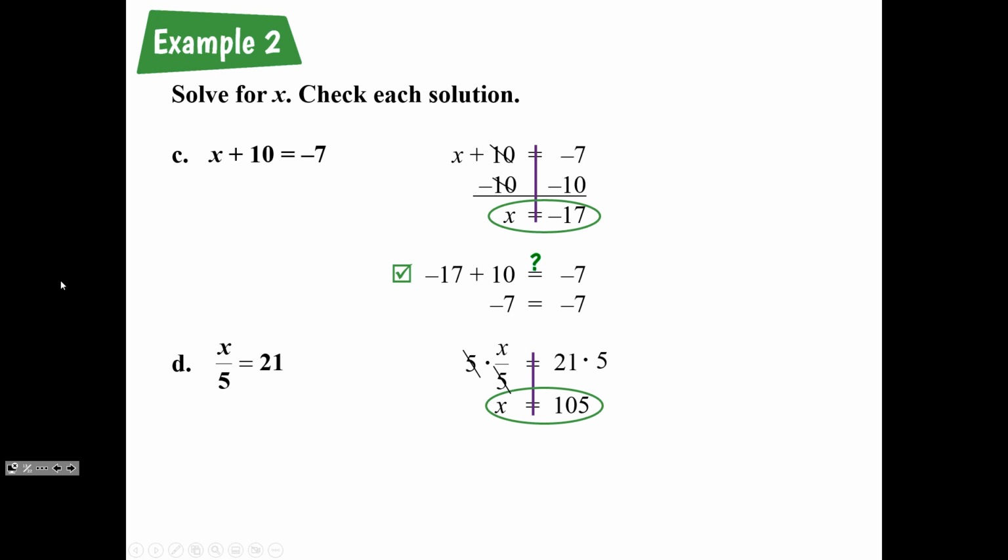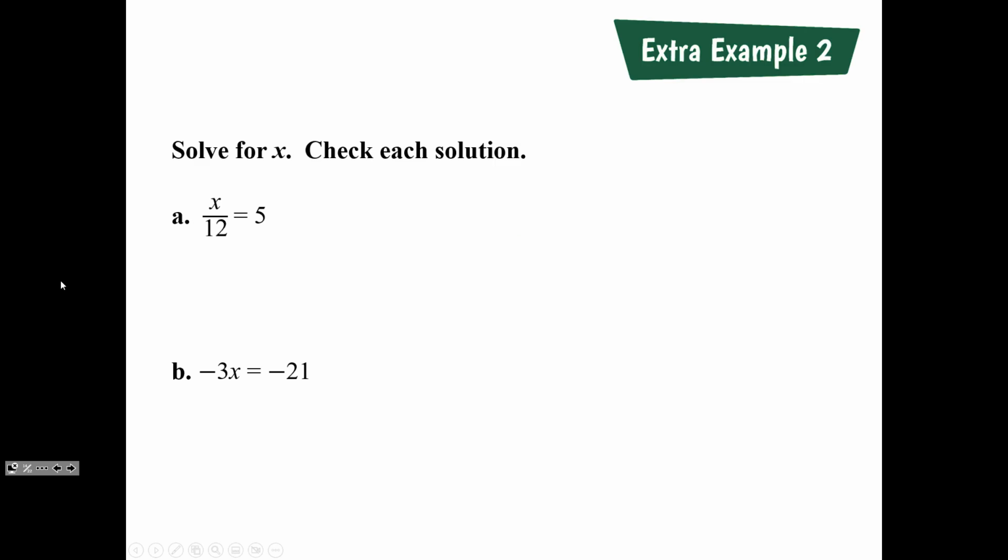And then we found our x, but it's asking us to check each solution. So we have to plug 105 in for x. 105 divided by 5. When we do that, we get 21 equals 21, so we know our answer is right. Okay? Okay, extra example. We're going to do A together.